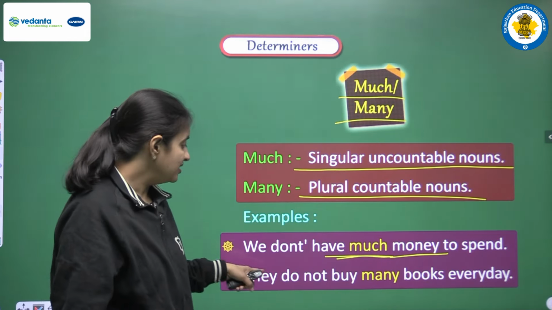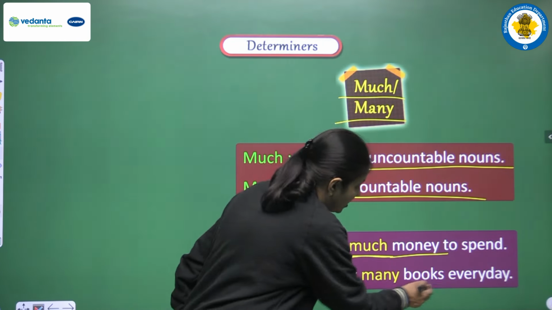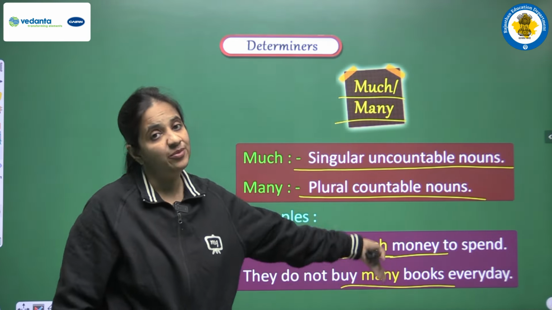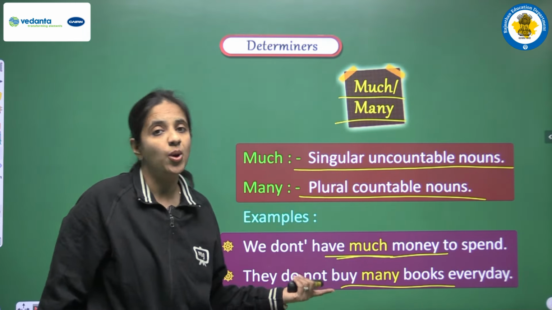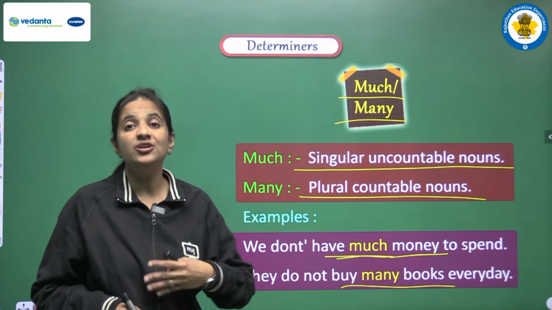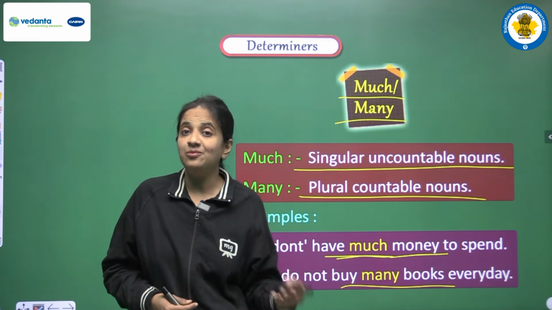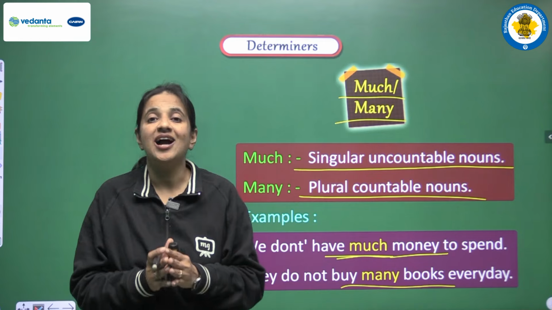Second example is they do not buy many books every day. So here we are having books as noun, and before books we are using many. Why? Because obviously books is a countable noun. We can count books, right? We can say that I am having 5 books, there are 10 books in my bags. So books is a countable noun.